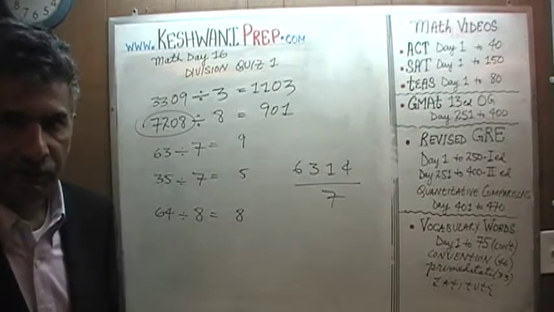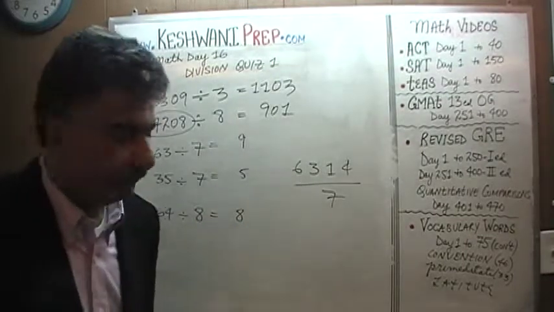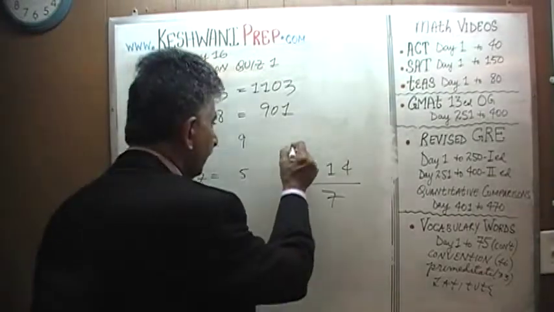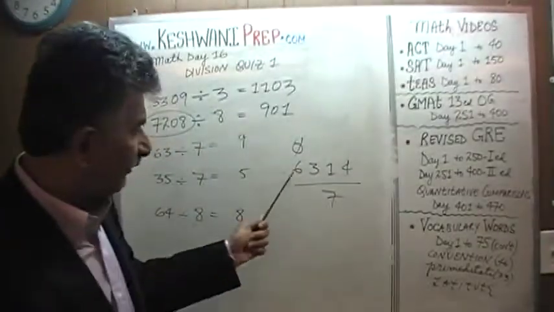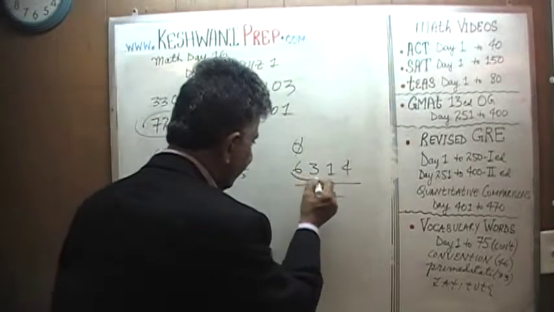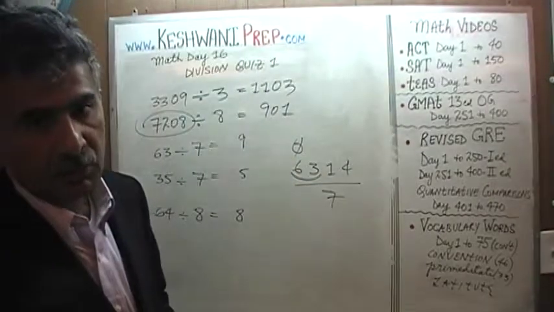How many 7s does 6 have? 6 has no 7. It doesn't even have one 7. What happens to that 6? That 6 goes and joins the next guy, and they work together now.